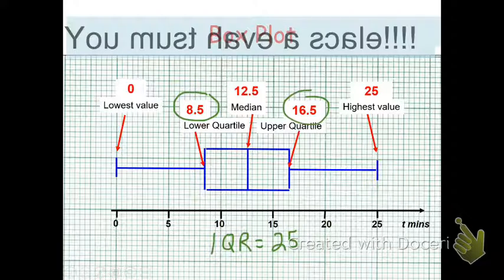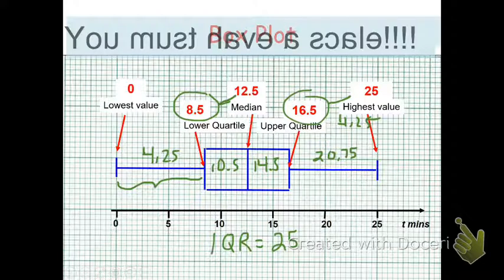Sometimes we can use this to estimate the average. If you're going to do that, you know that the average here is the midpoint. So the midpoint of 0 and 8.5 would be 4.25. The midpoint between these two would be 10.5. The midpoint here, it's a distance of 4, so 14.5. And the midpoint here, the distance between the two is 8.5, so half of that is 4.25. So 20.75 would be the midpoint.